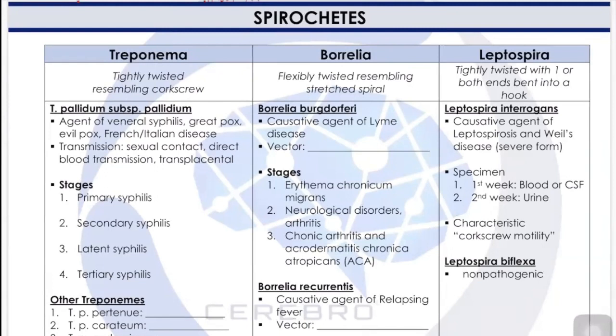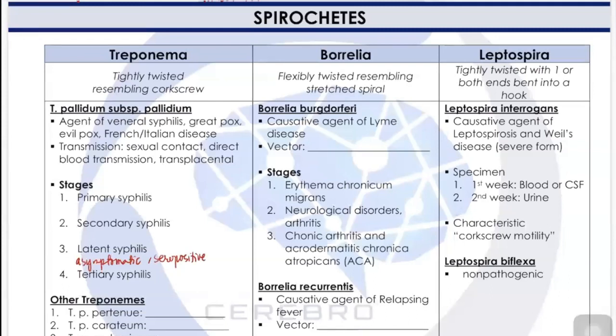Technically, syphilis only has three stages: primary, secondary, and tertiary. However, usually before the patient proceeds to tertiary syphilis, there is a period wherein the patient will not exhibit any symptoms but remains seropositive. That is the latent syphilis stage. This is asymptomatic, however, seropositive.